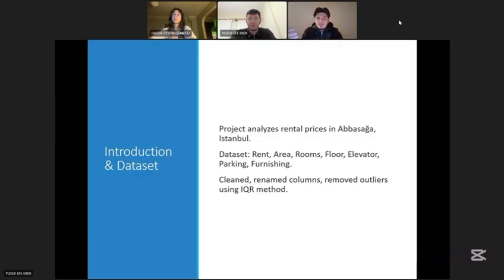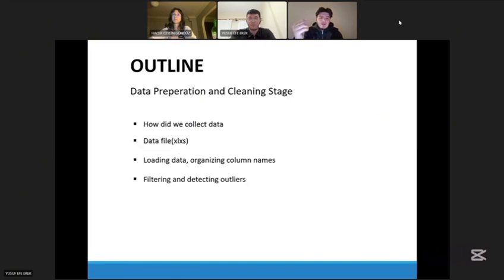We manually collected the dataset from real estate listings on Sahibinden.com. It includes key variables such as rent price, area in square meters, number of rooms, floor level, total floors, elevator and parking availability, and whether the apartment is furnished.